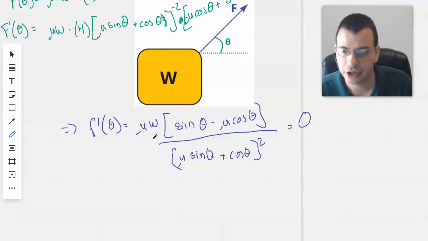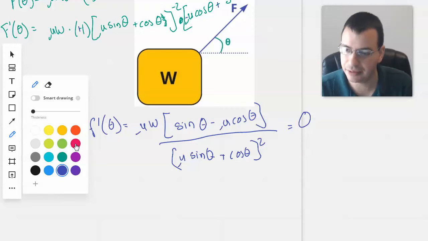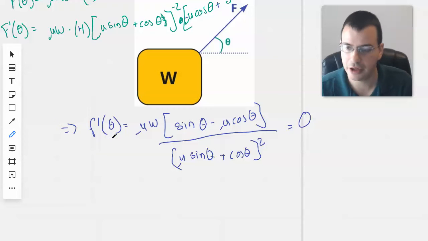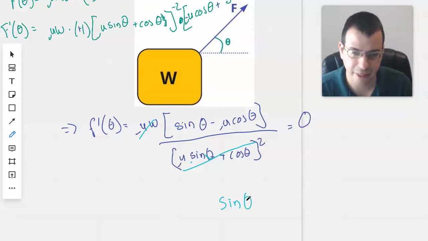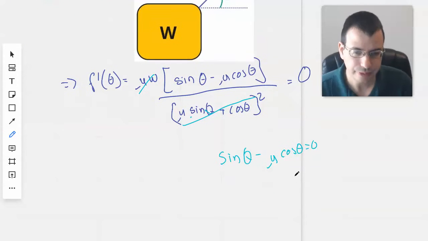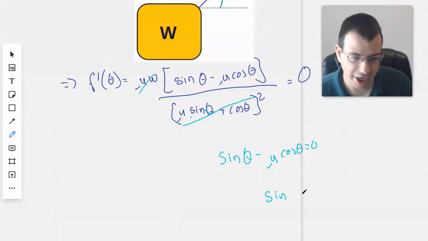And we'll start dividing both sides, canceling things out. So we'll divide both sides by mu weight, which gives us 0 because it's 0 on this side. Multiply both sides by mu sine theta, cosine theta squared. That goes away, and we're left with sine of theta minus mu cosine theta equals 0. Sine of theta equals mu cosine theta.